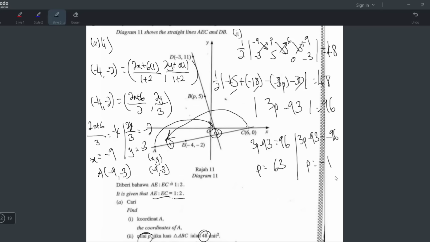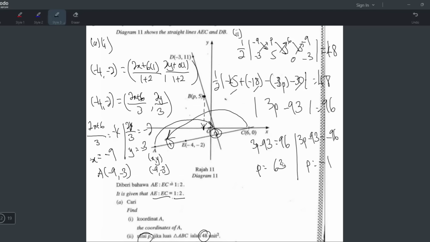3, negative 1. Okay, but how can this P have two answers? Cannot, right? I don't think P can have two answers. P has to have one answer. So I think I have to reject one of the answers. So which one reject? So if you look at the P5, P is actually, when you baca bawah here is sini kan? And this number has to be negative because it's on the left of 0, 0. You can see it's on the left of 0, 0.